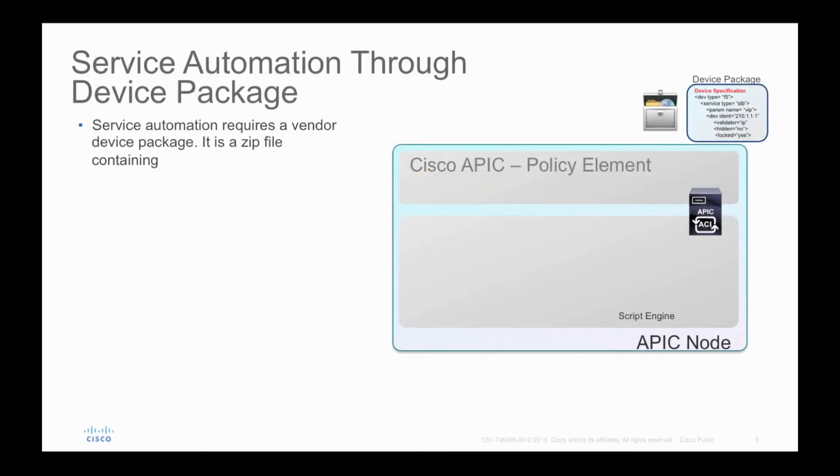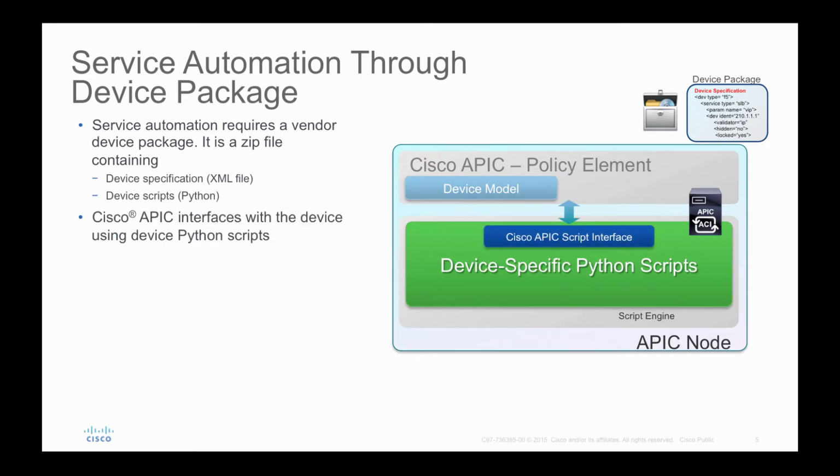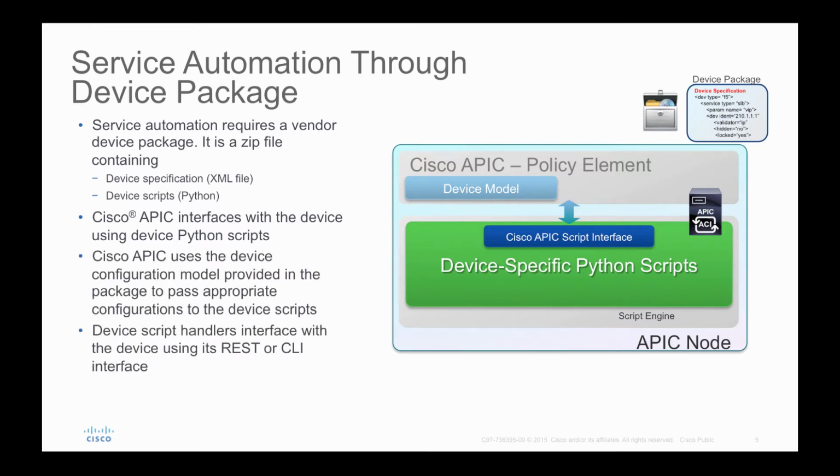So in order to integrate these devices with APIC controller, we need a device package. So what is a device package? It is nothing but a zip file which contains the device specification. Along with that, it contains a Python script written by the device vendor. In this case, Cisco Security BU has written a device package for ASA and for Firepower as well. It provides an interface between APIC controller and device. So whenever any configuration orchestration has to be done or any configuration changes are required, users or administrators can make changes directly to APIC controller, and APIC controller will use the device package and push this configuration to the device.